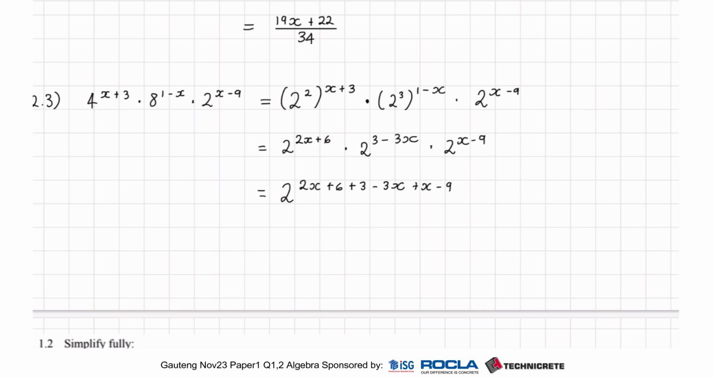And now I'm just going to group my x's and my numbers. So for the x's, I have 2x minus 3x, which is minus x, and then plus x is going to be 0, so I've got no x's anymore. And then for the numbers, I have 6 plus 3, which is 9, minus 9, so I'm also going to have 0. So I'm just going to have 2 to the 0, and anything to the 0 is 1.